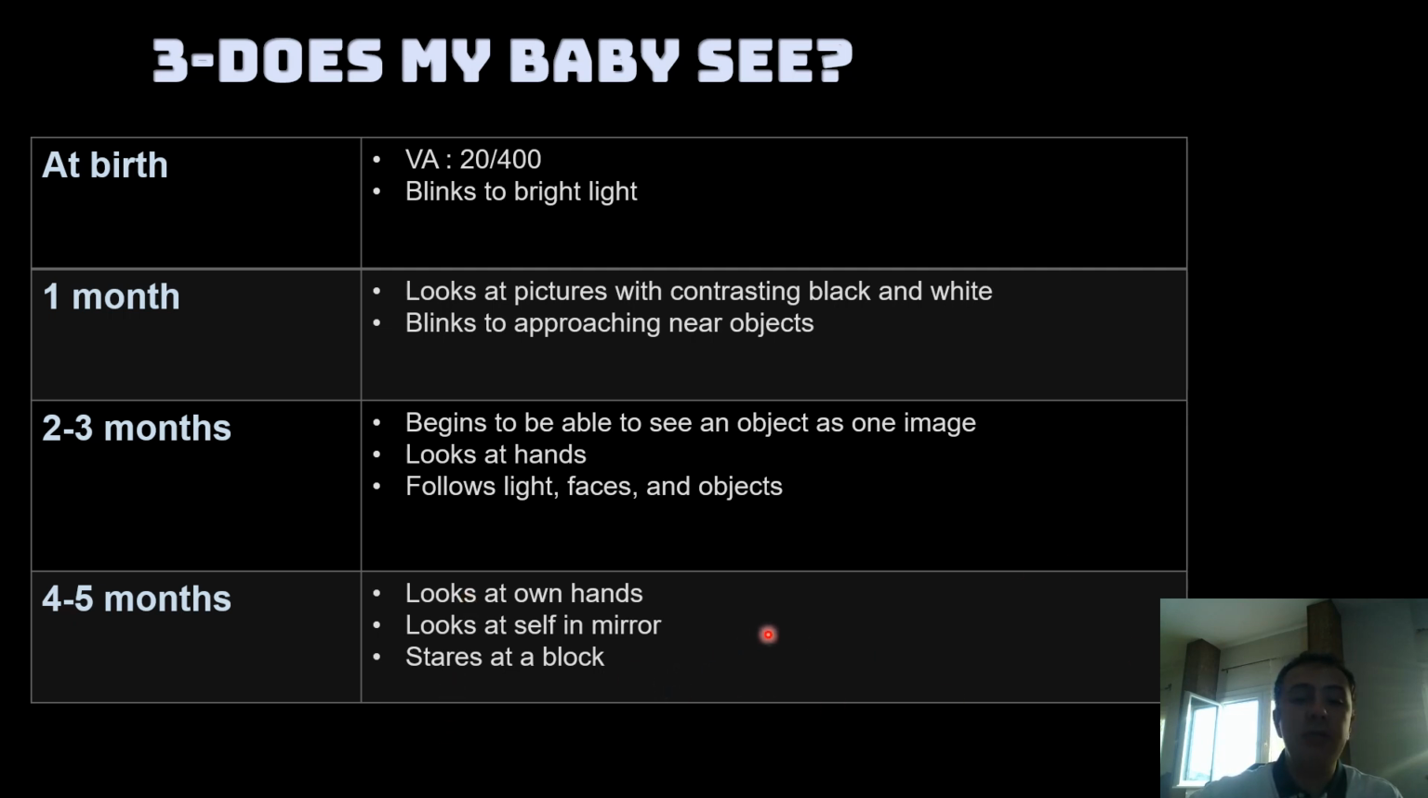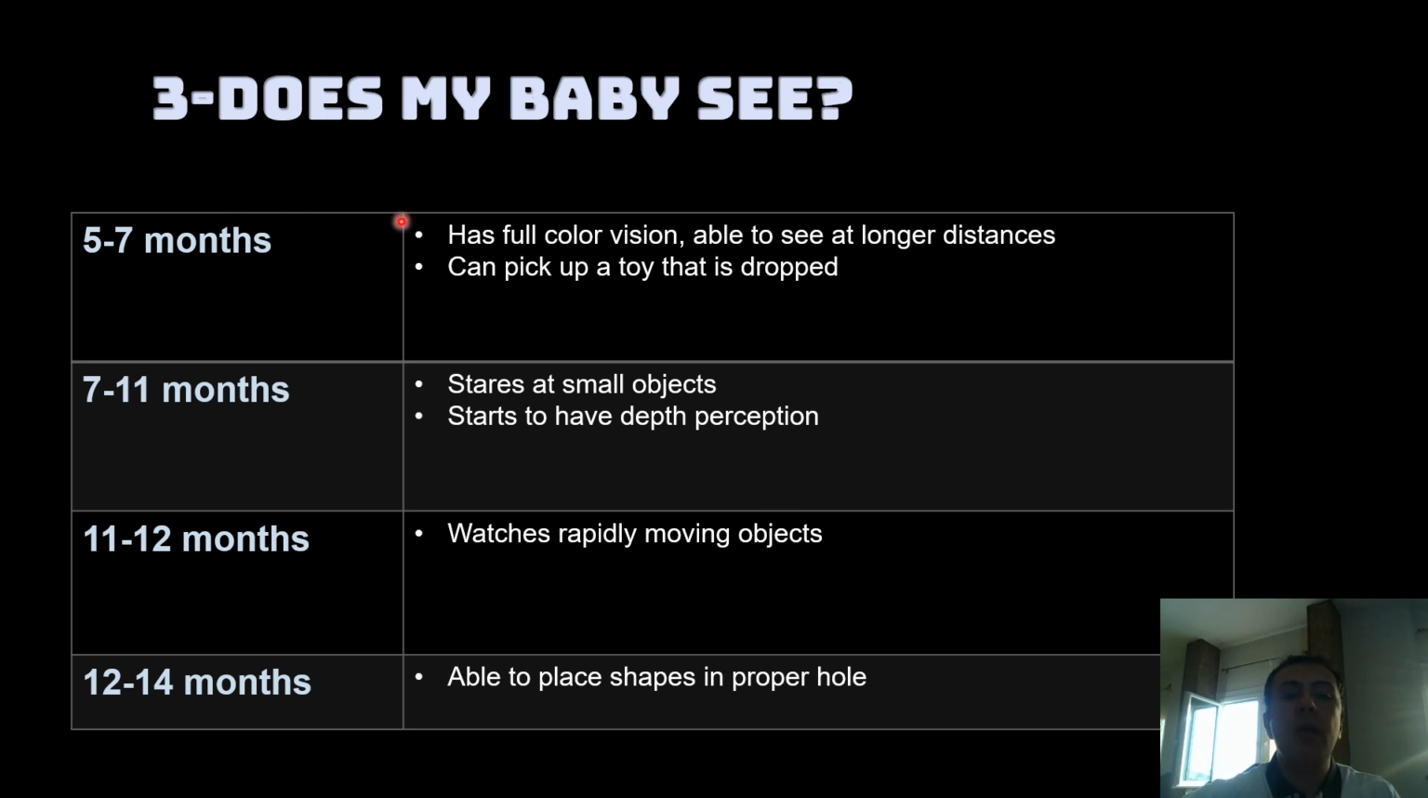He can look at himself in the mirror, and he stares at blocks. By the 7th month, he has full color vision development, and he can see well at longer distances, and he can start to pick up a toy if it dropped down. From age 7 to 11 months, he stares at small objects. He starts to have depth perception and seeing the third dimension.